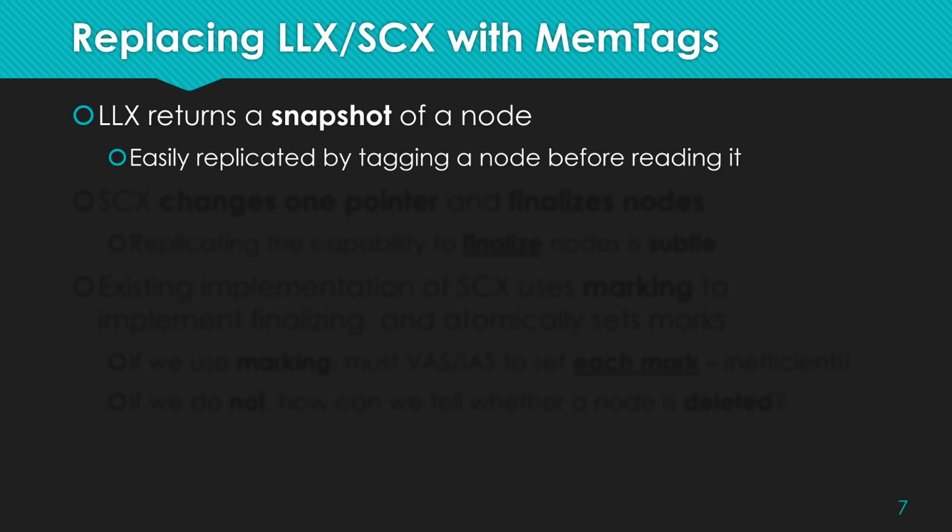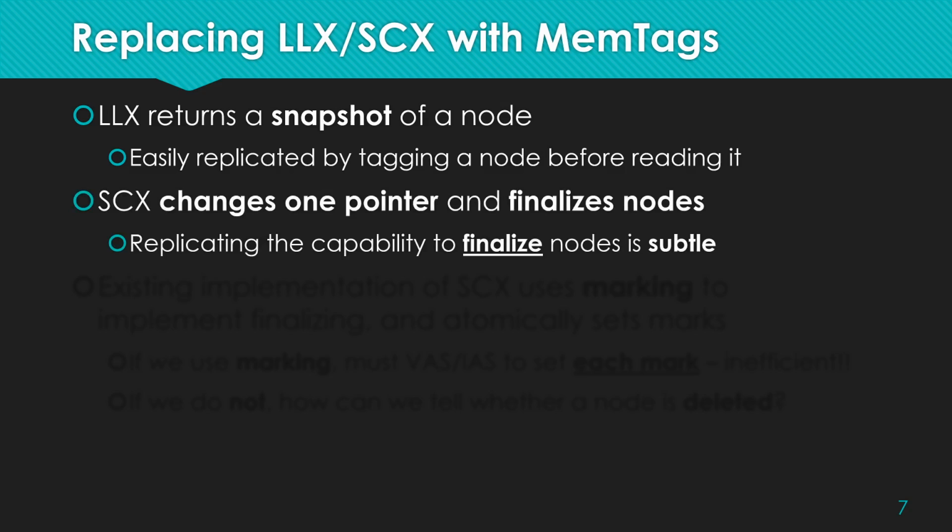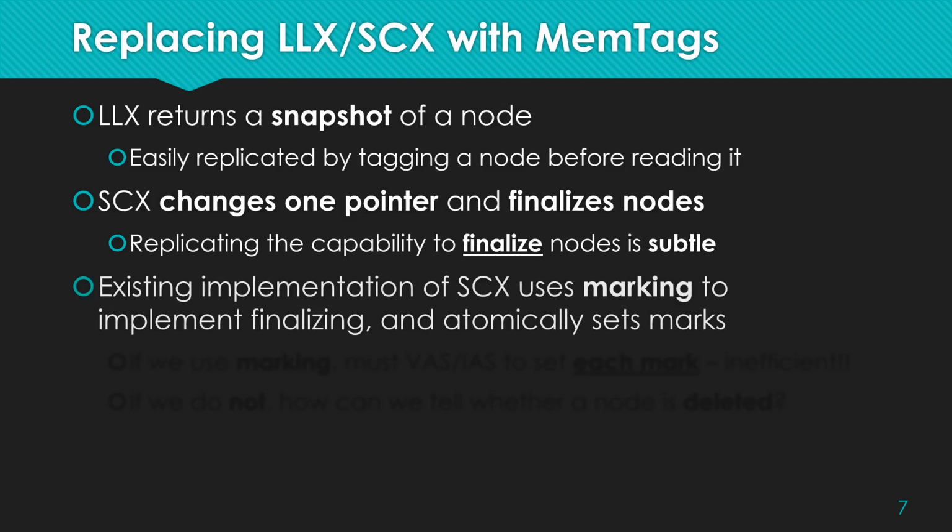So that's easy. SCX is not so easy to replicate because it not only changes a pointer like we do with VAS or IIS, it also finalizes nodes, and replicating that capability is subtle. Well, how does SCX do it? Well, the existing implementation of SCX uses marking, really, to implement finalizing. And, of course, that means it has to atomically set the marks of a whole bunch of nodes, one mark in each node that's being finalized.